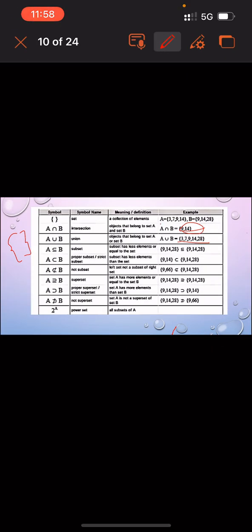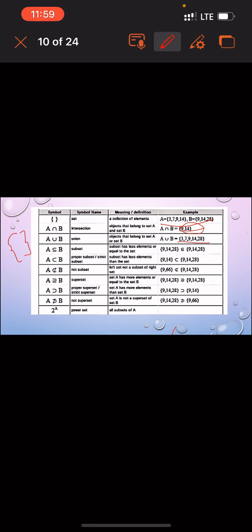In the set here we have elements in A: 3, 7, 9, 14, and B having the elements 9, 14, 28. So A is contained in B because... what are all the elements in A contained in B? The elements 9, 14. 9 and 14 are in B also, A also. So A is contained in B because 9, 14 is in B also, A also.